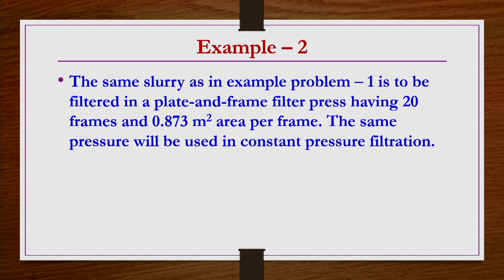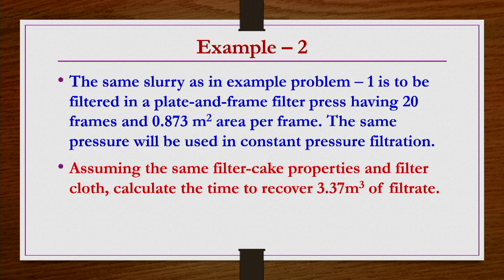Now, example 2. The same slurry as in example problem 1 is to be filtered in a plate and frame filter press, which is one type of filtration equipment we are going to see in the next lecture, having 20 frames and 0.873 meter square area per frame. The same pressure will be used in constant pressure filtration as in example number 1. Then, assuming the same filter cake properties and filter medium properties, calculate the time to recover 3.37 meter cube of filtrate.